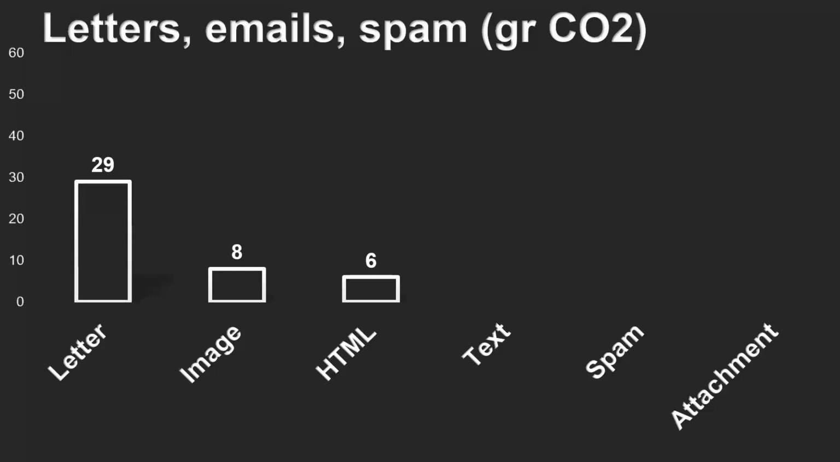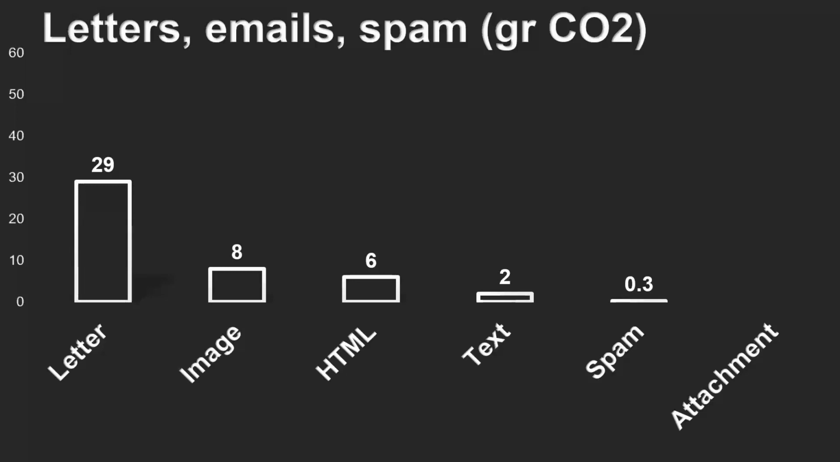formatted with no imaging, but just formatted in HTML can be up to 6 grams of CO2. But if it's only a text email, it's 2 grams. So if you're using Outlook or stuff like that, default to text. A text email causes 3 times less pollution than its equivalent HTML email.